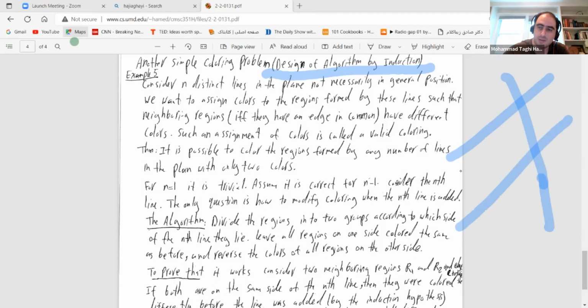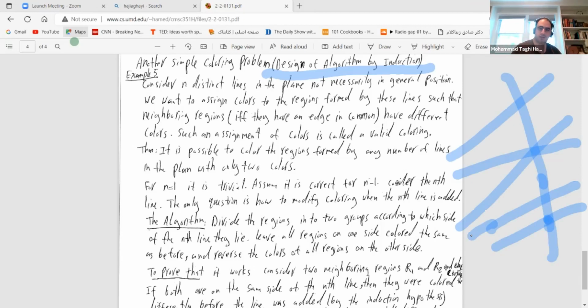It means that these two may intersect. Three of them may go through one point, and there might be two lines here that are parallel to each other. Good. And they are dividing the whole region into some sub-regions. Good. This is the question.